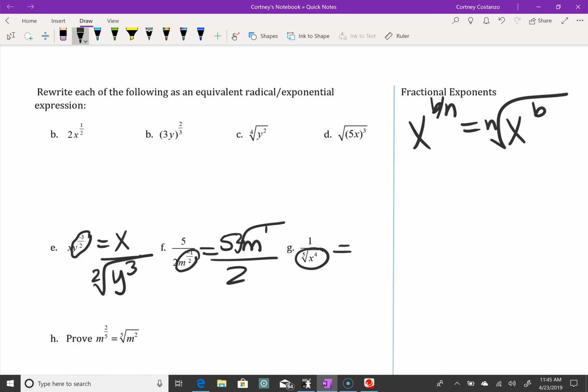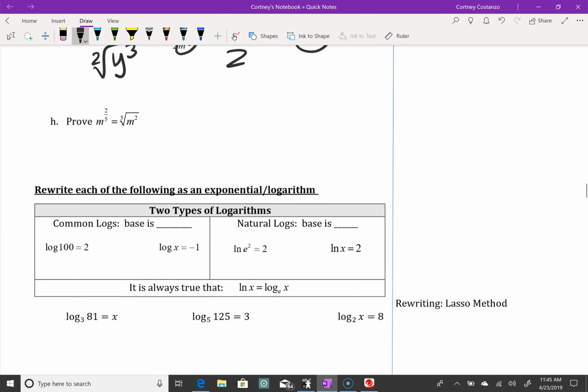And if this wants me to write it in terms of a fractional exponent, this would be x to the 4/5 power, but because it's in the denominator, it has to be negative. So if it ever asks you to prove, a lot of times they like to show that this is equal, or explain, or justify, something like that.